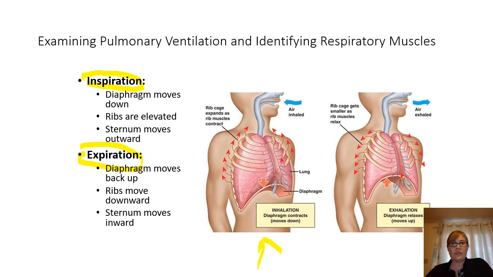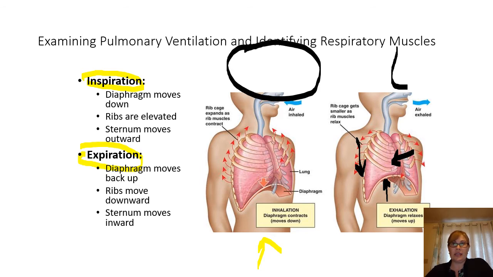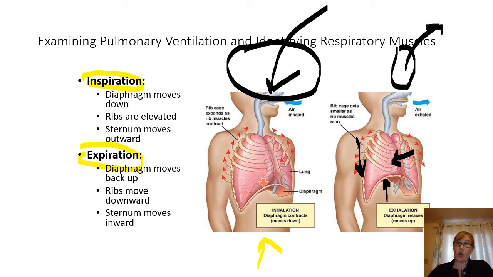Over here, this is exhalation or expiration. Air is being pushed out because we relax the diaphragm and it pushes upward. Our ribs are squeezing downward and our sternum is pushing inward. So we're changing the shape of the cavity, sort of from this to this. When you make a space larger, air is going to rush in, and when you make a space smaller, air will rush out. That's what inhalation and exhalation are.